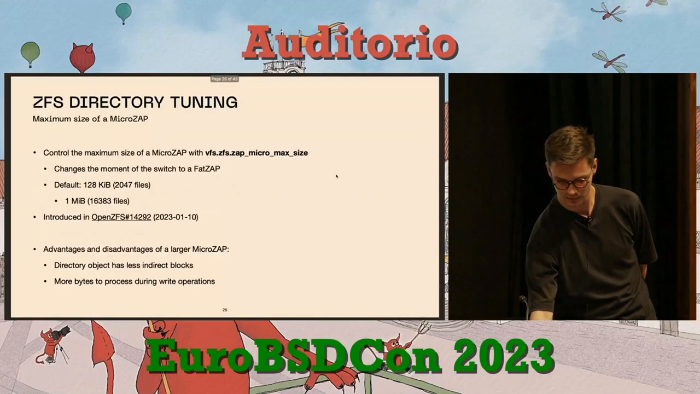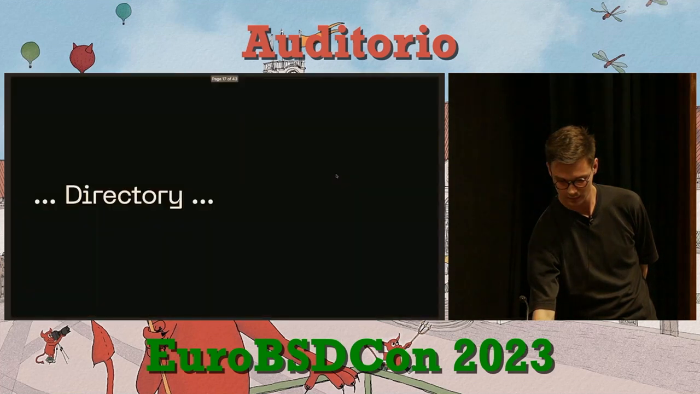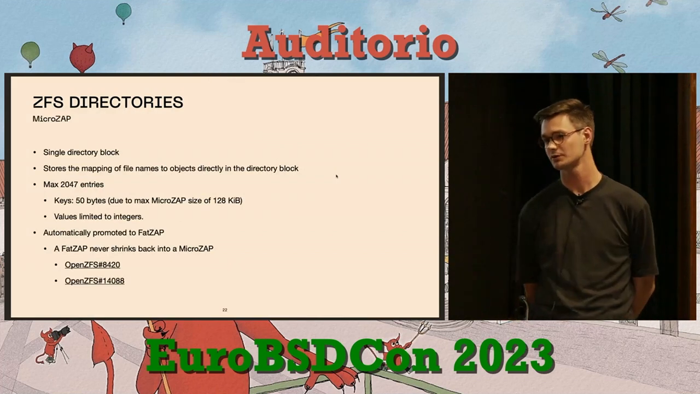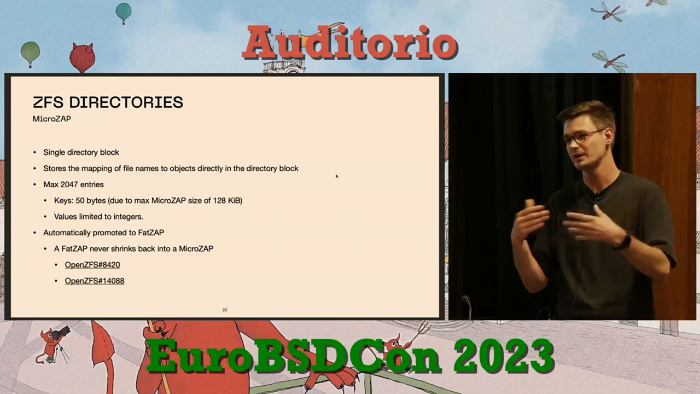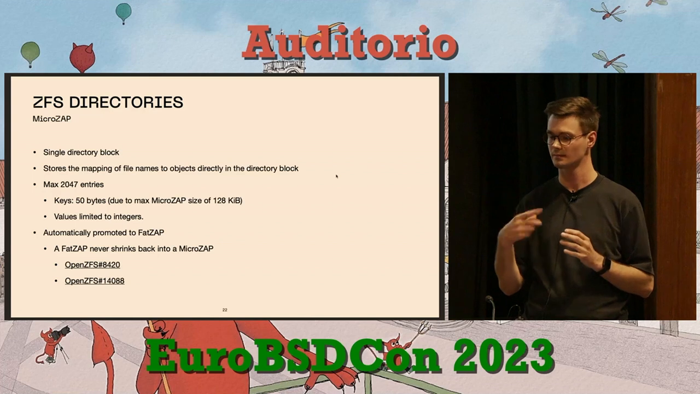So in your test, I imagine you're below that cap, right? Yes, of course. I wanted the directories to really be microzaps, and I checked that with ZDB after every run.